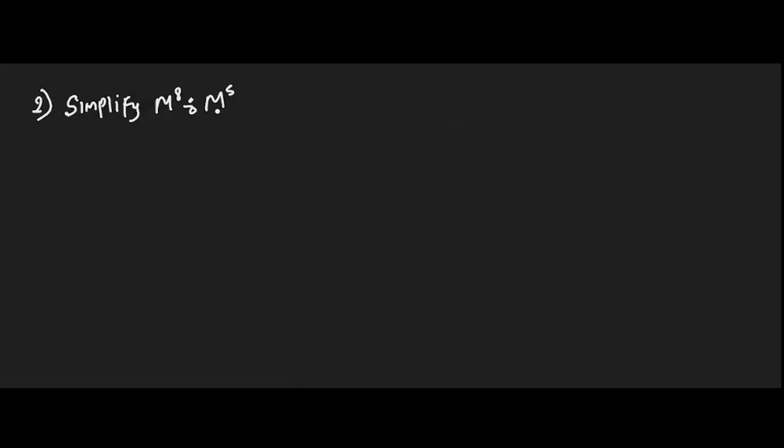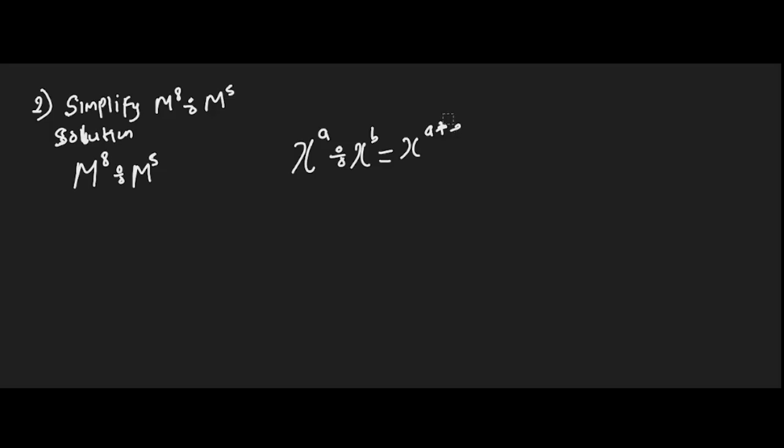We have simplified m raised to power 8 divided by m raised to power 5. Solution. Now we have m raised to power 8 divided by m raised to power 5. Here, to simplify this, we are going to apply this rule of indices, s raised to power a divided by s raised to power b equals s raised to power a minus b. Here, meaning we have the same base and the operation between them is division.